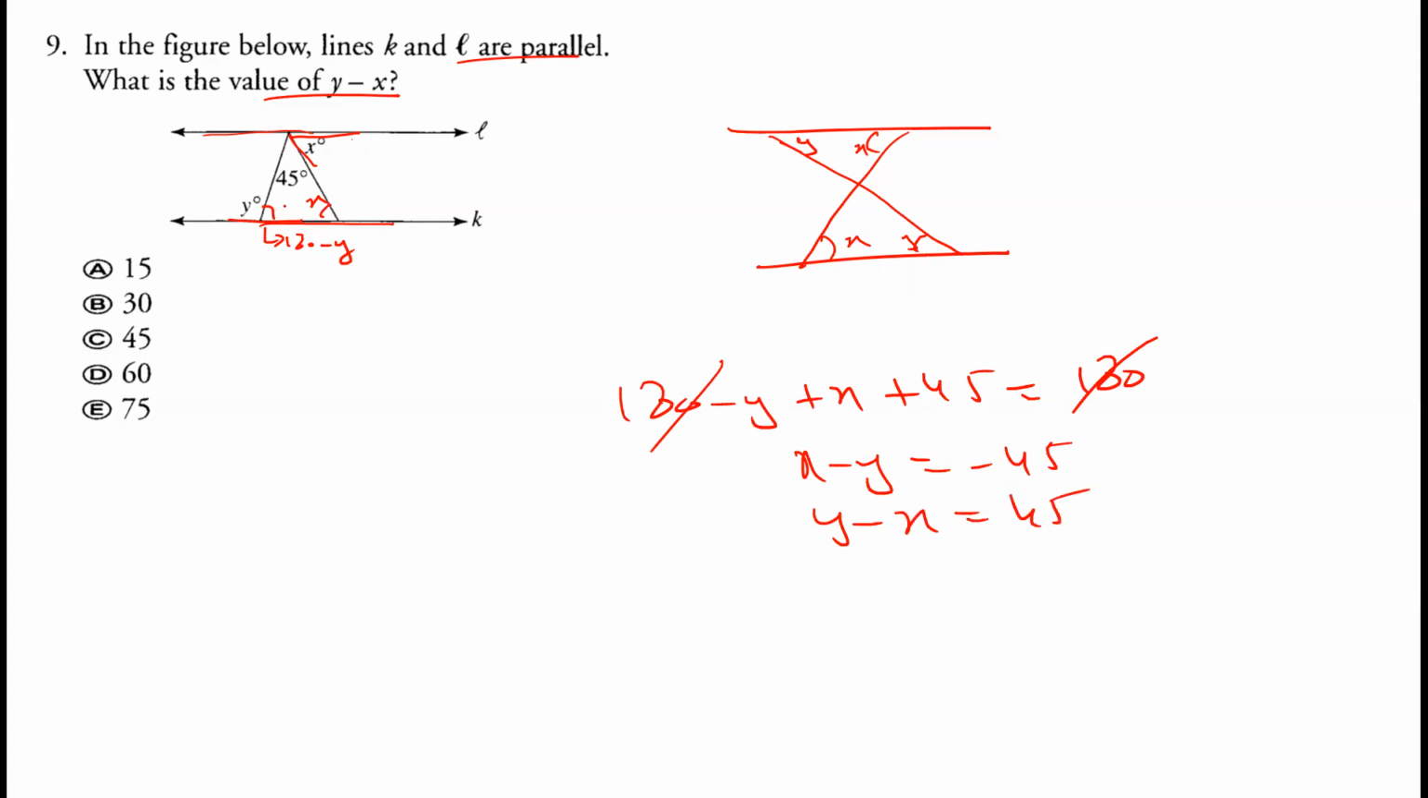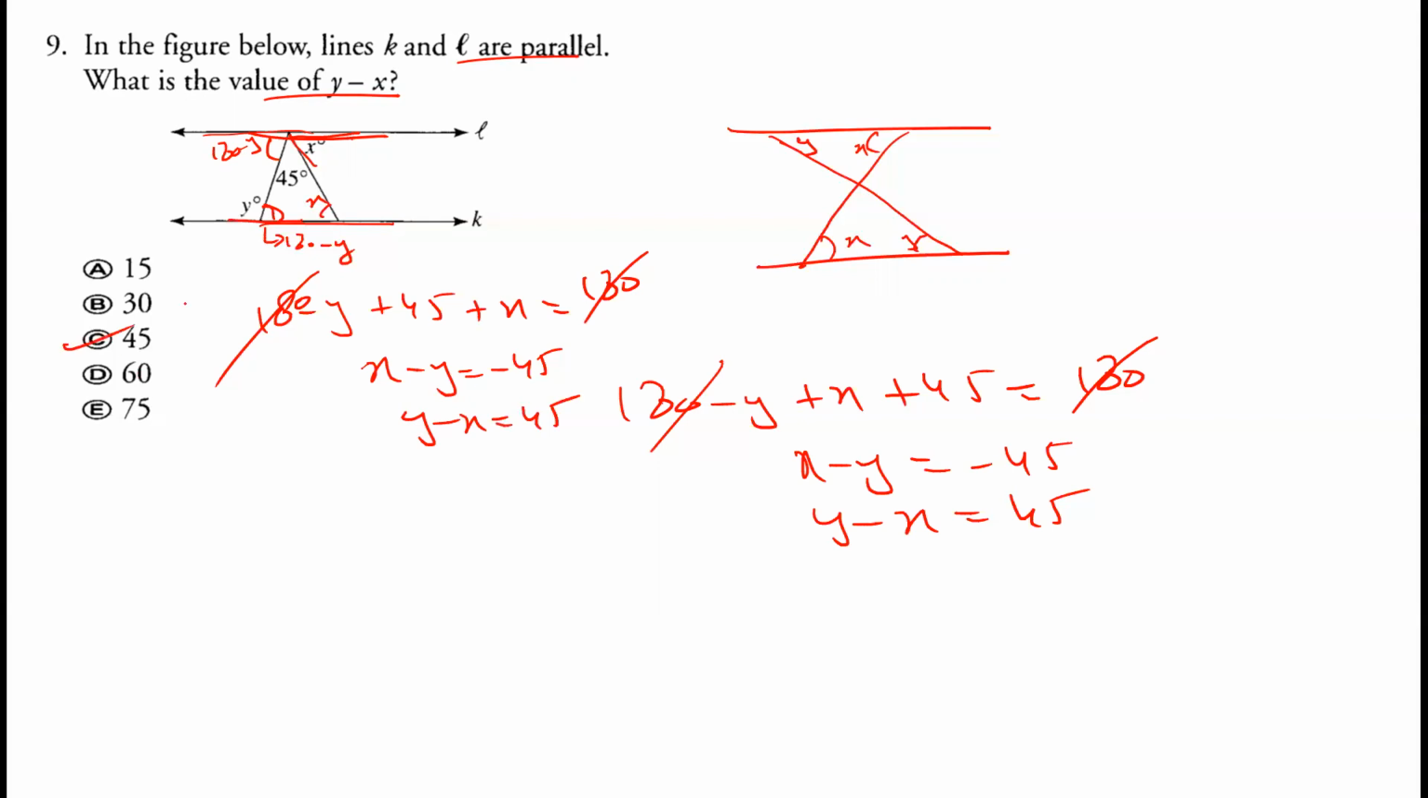Or we can also do it like this. So this is 180 minus y. If this is 180 minus y, this would be 180 minus y. So 180 minus y plus 45 plus x. Again, we have a straight line that will equal 180. So x minus y equals minus 45. y minus x equals 45. So the correct answer would be C.